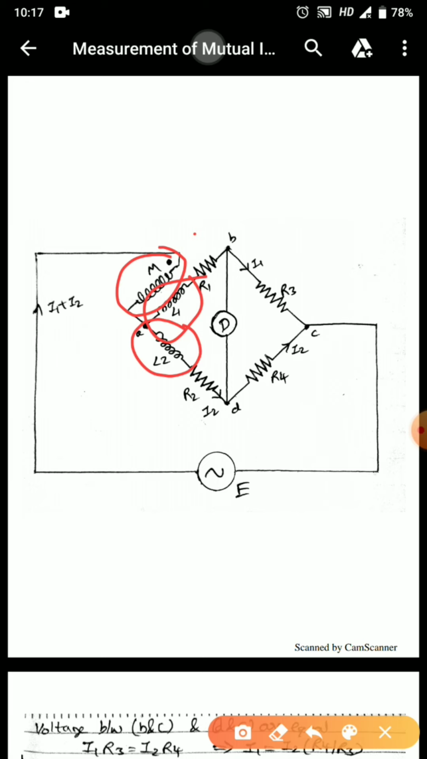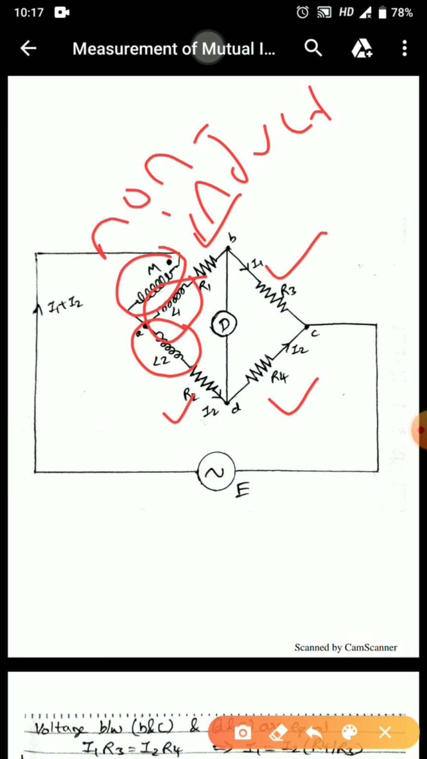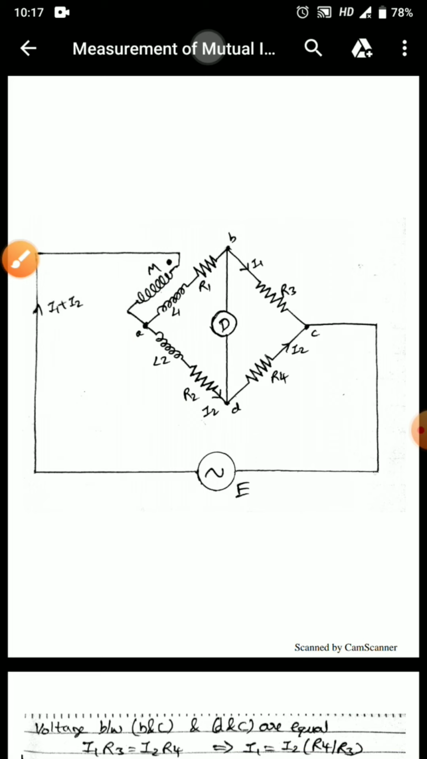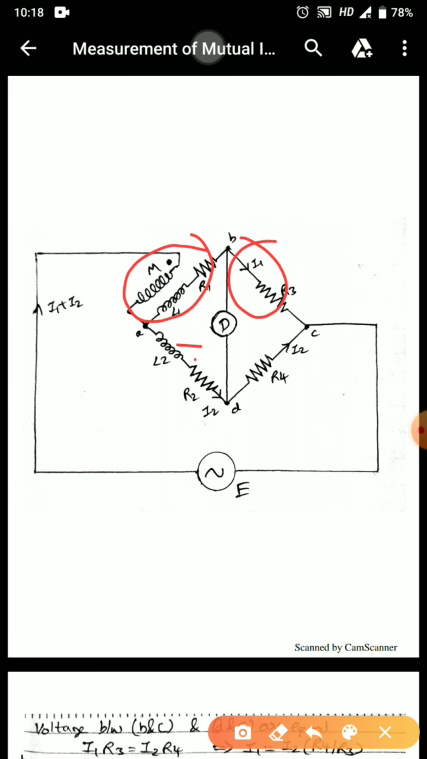Then we have four resistors R1, R2, R3 and R4. All these resistors are non-inductive in nature, that is, they are purely resistive. They do not have any inductive components in them. Okay, now let us move further. So this is the bridge. Here we have four arms, the first arm, the second arm, and so on, the four arms we are having.